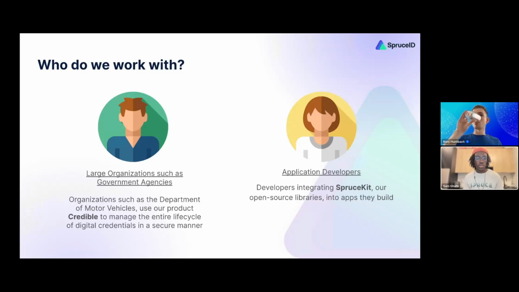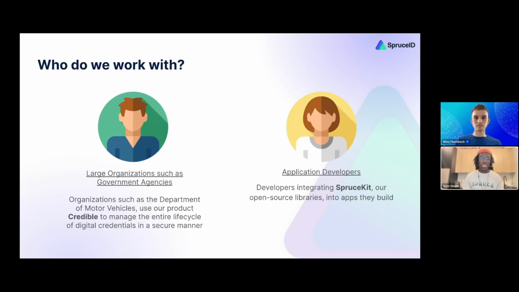So who do we work with at Spruce? We have two sides. On one side, we work with large organizations like government agencies, and they use our product Credible. Credible is all about managing an entire lifecycle for digital credentials, from issuing them to using them in the field. That's a really big part of what we do. But we also have another part, which is more our Web3 side, and that is covered under SpruceKit. SpruceKit is our suite of open source libraries, and we'll talk about that a little more.